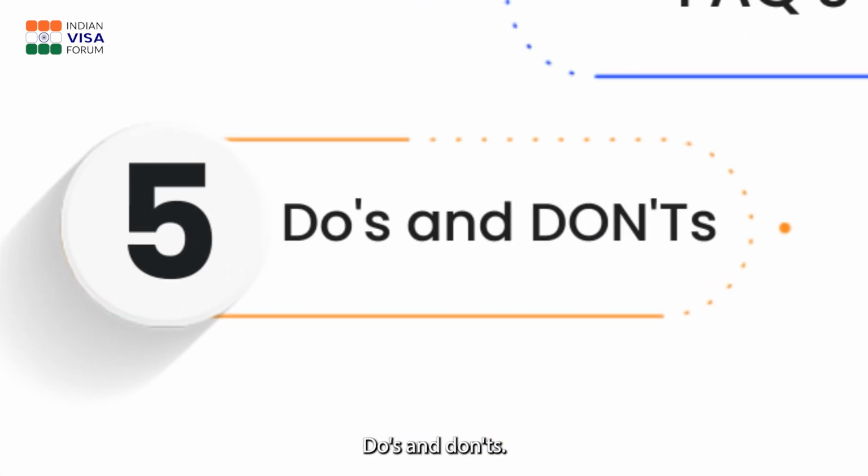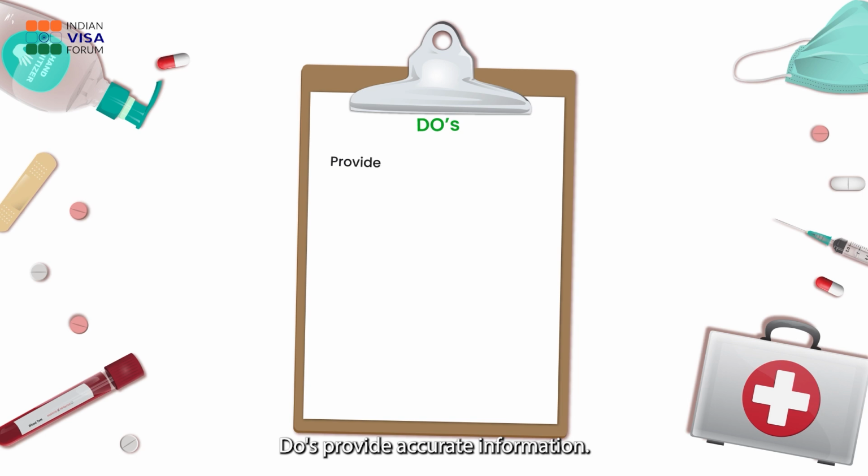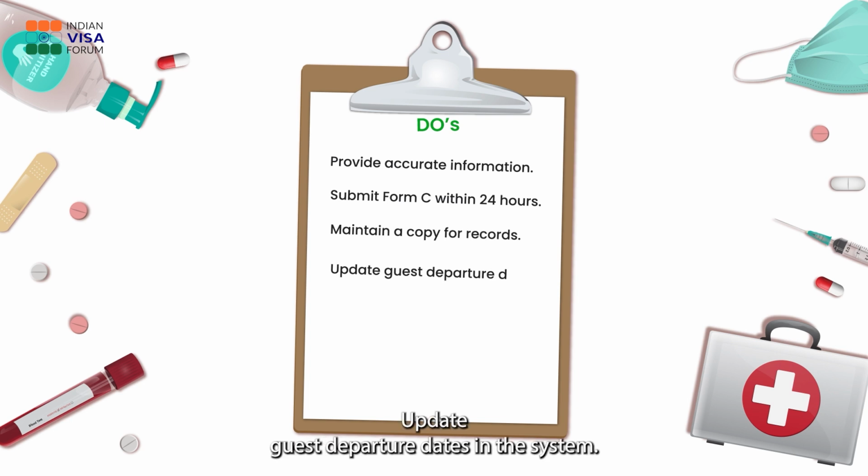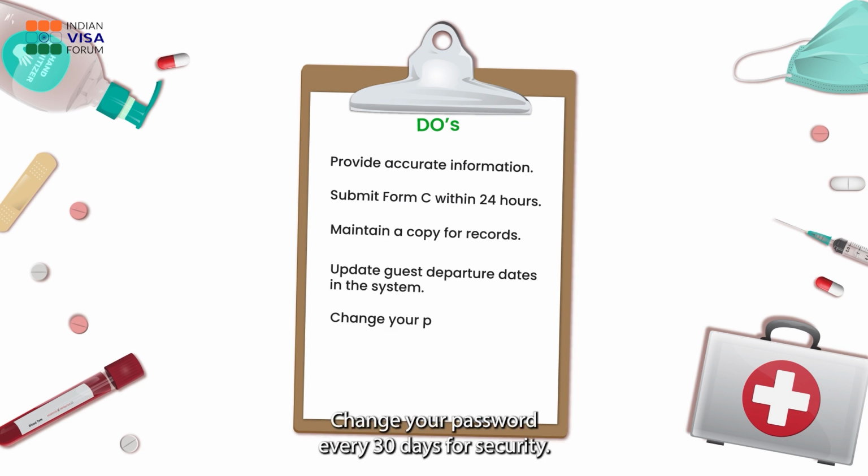Do's and don'ts. Do's. Provide accurate information. Submit Form C within 24 hours. Maintain a copy for records. Update guest departure dates in the system. Change your password every 30 days for security.